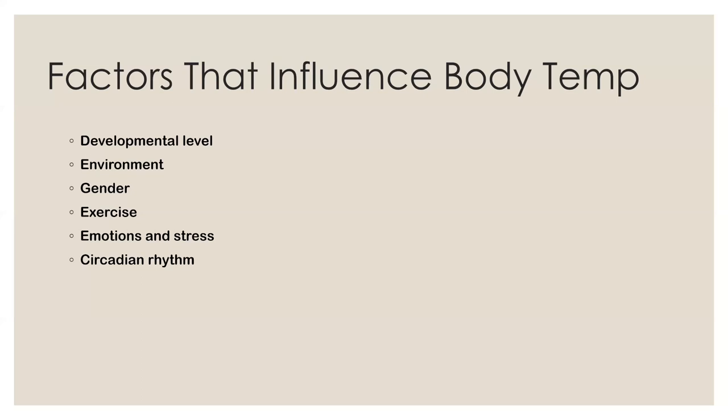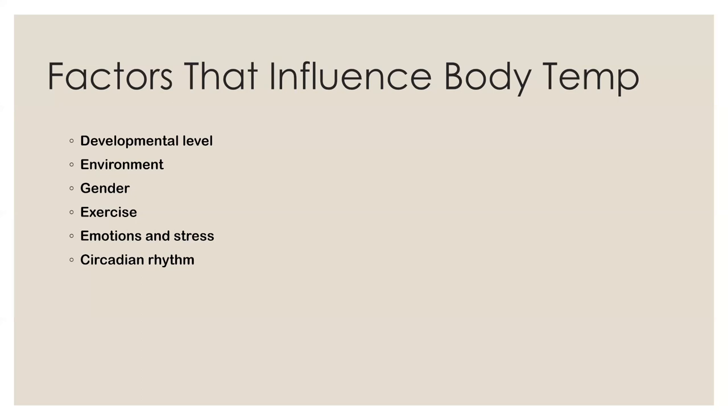Emotions and stress, nervousness: these can all stimulate the sympathetic nervous system and trigger an increase in metabolic rate, which in turn can increase body temperature. And then circadian rhythm. The body has an internal physiological process that occurs every 24 hours. The circadian rhythm is our body's internal clock. That's why we wake up with energy in the morning and get tired as it gets dark outside. Temperature can fluctuate 1 to 2 degrees Fahrenheit and is usually lowest in the early morning hours and highest in the afternoon and early evening hours.